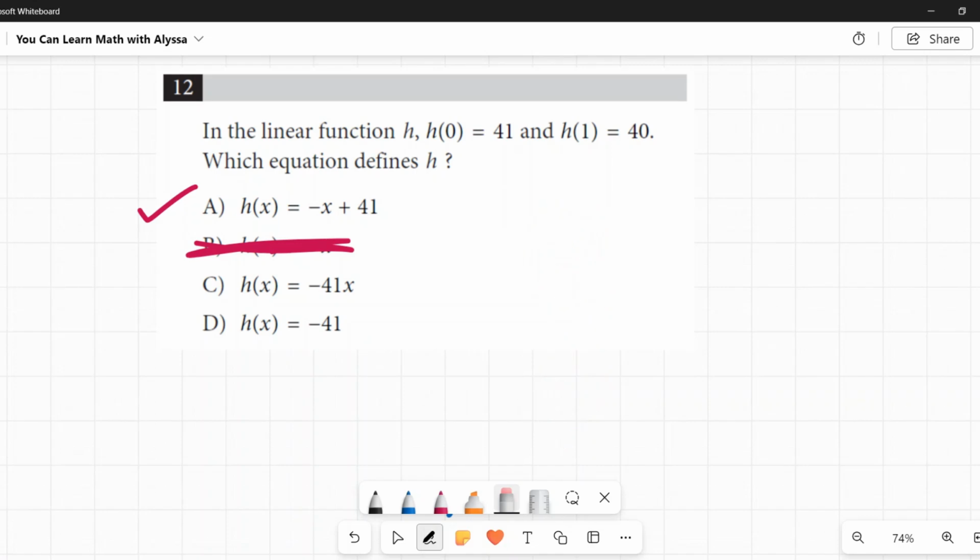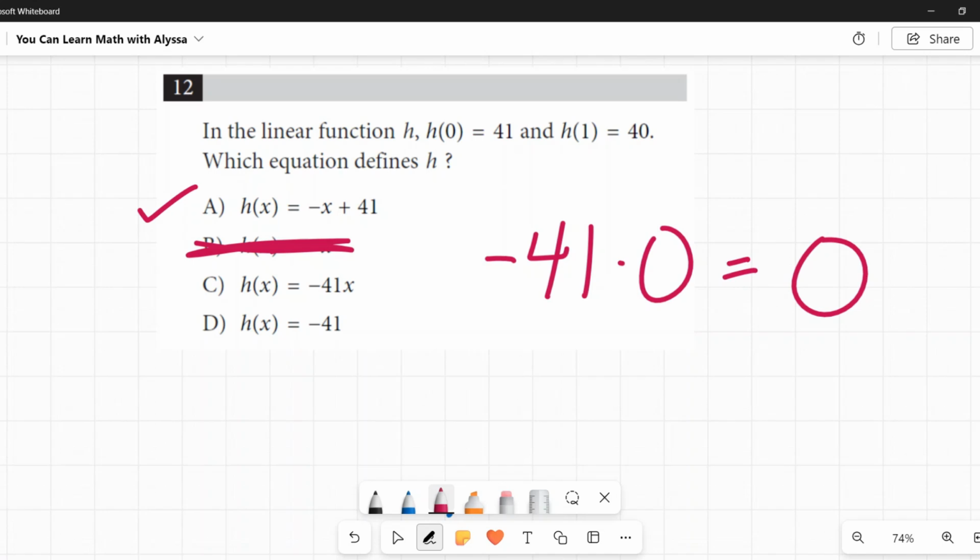Then we have C, negative 41 times x. Again, I'm going to put 0 wherever there's an x. So negative 41 times 0 is 0. I did the math, I got 0. I did not get 41, so C is out.